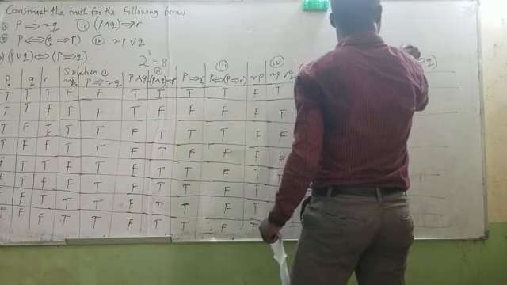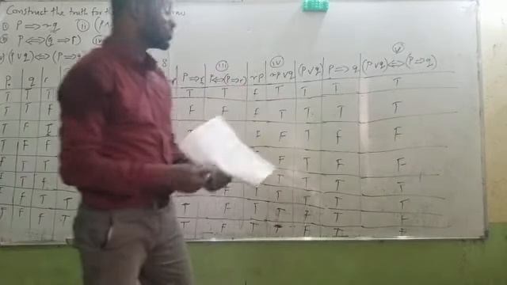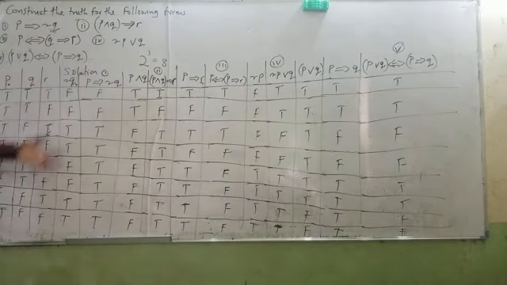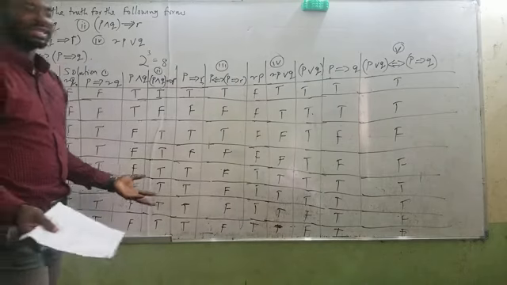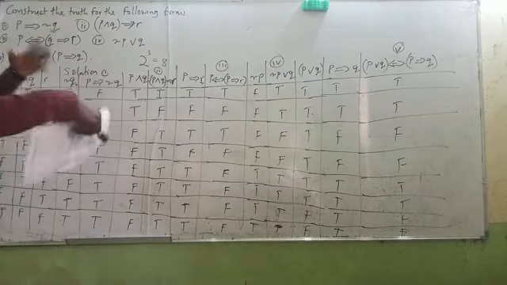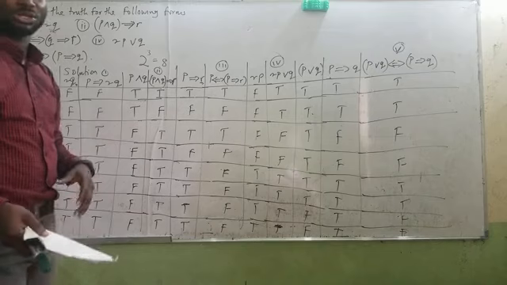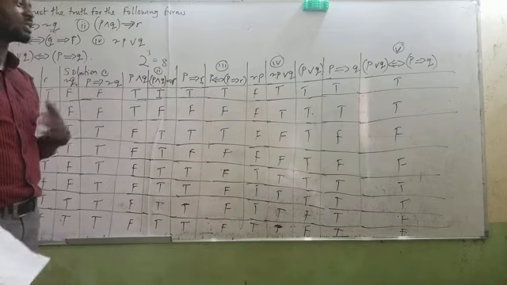Number 5. Now, I'll be stopping here. Can you see what is called truth table? This is what is called truth table. Now, this can be given to you anywhere, any time. Just calm down and follow what is given to you.